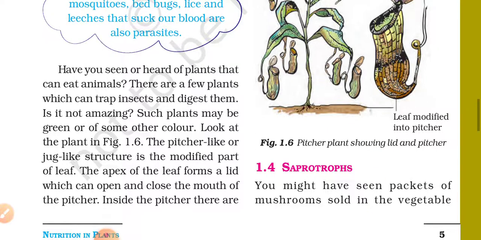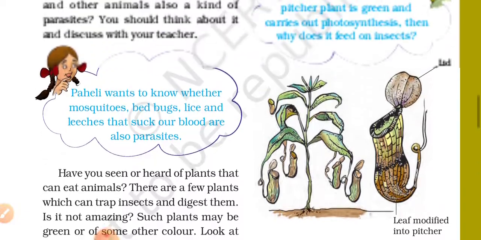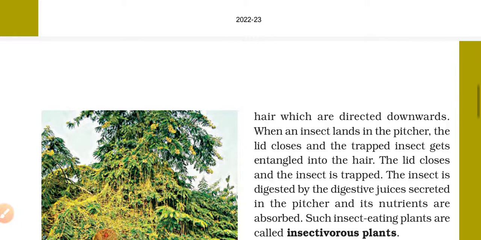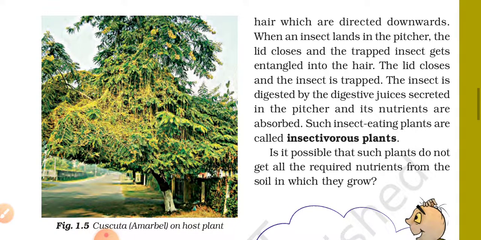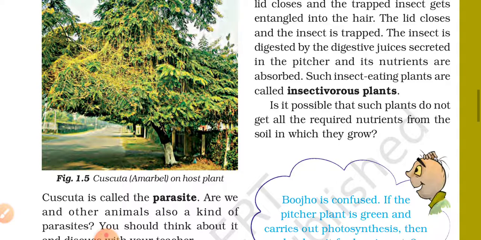The pitcher-like or jug-like structure is the modified part of the leaf. The apex of the leaf forms a lid which can open and close the mouth of the pitcher. Inside the pitcher, there are hairs which are directed downwards. When an insect lands in the pitcher, the lid closes and the trapped insect gets entangled in the hair. The insect is digested by the digestive juice secreted in the pitcher and its nutrients are absorbed. Such insect-eating plants are called insectivorous plants.